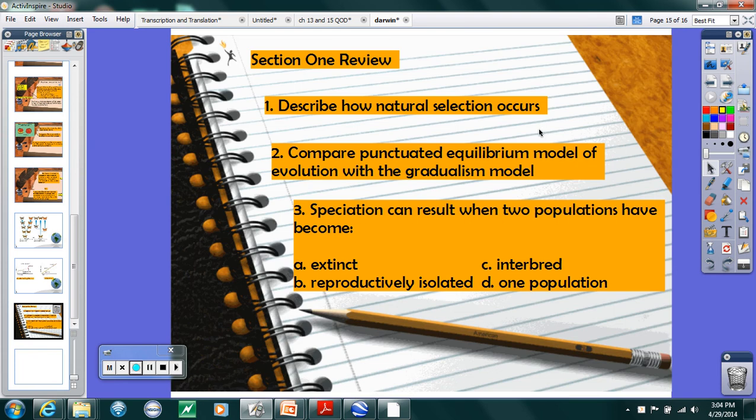Last thing that I want to leave off with is just a little bit of review of evolution. You should be able to describe how natural selection occurs. You should be able to compare punctuated equilibrium with the gradualism model. And then the last question here is that speciation can result when two populations have become, and the correct answer is B, reproductive isolation.